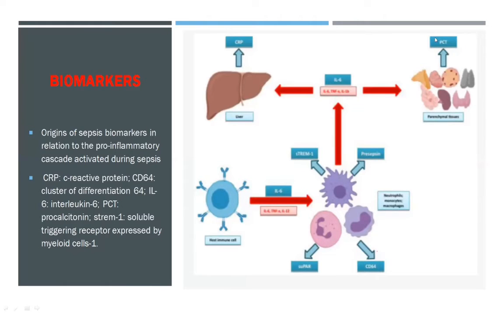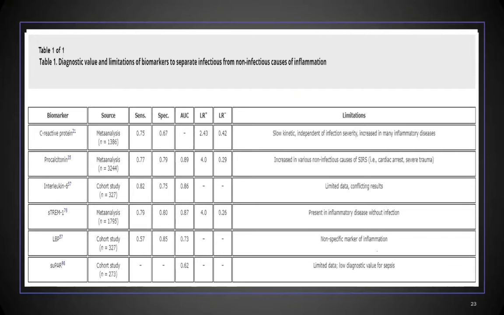So procalcitonin released from the parenchymal tissues, or C-reactive protein released from the liver in response to activation by interleukin 6, can be used as biomarkers of sepsis. Or sTREM-1, presepsin, CD64 or suPAR released from the PMNs in response to activation by interleukin can be used as biomarkers of sepsis. Now let's see the details of each of these biomarkers.